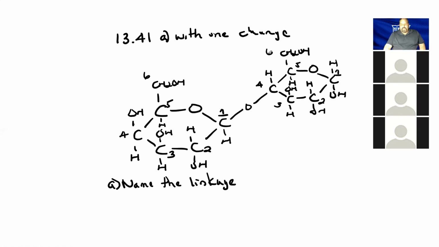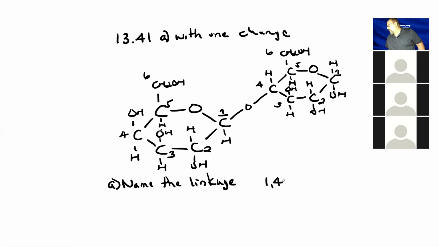So first off, what carbon numbers are involved in the linkage? Well, for the left monosaccharide, it's carbon number 1. For the right monosaccharide, it's carbon number 4. So this is some sort of 1,4. Now, is either one of them an anomeric carbon? Because if it is, then we have to use alpha or beta to give the direction the linkage is going off of that carbon.